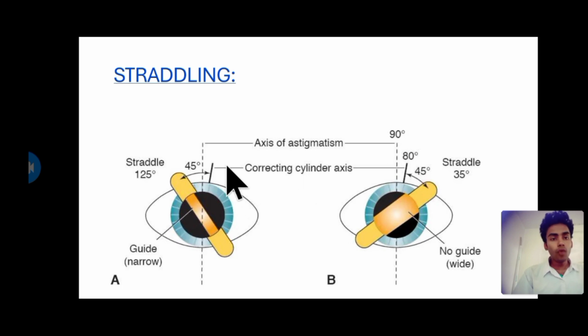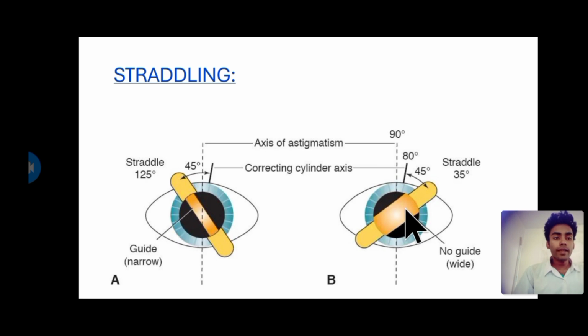But how do you modify or refine this axis? For that there is a rule: when we are working with the plus cylinder lens, our target is to rotate the lens by 10 degrees toward the position where the retinal reflex is thin. For example, in this case, we have seen that when we rotate 45 degrees anti-clockwise, at 125 degrees, the retinal reflex is thin. So we need to rotate our cylinder axis from 80 degrees by an amount of 10 degrees, to 90 degrees, in the anti-clockwise rotation.